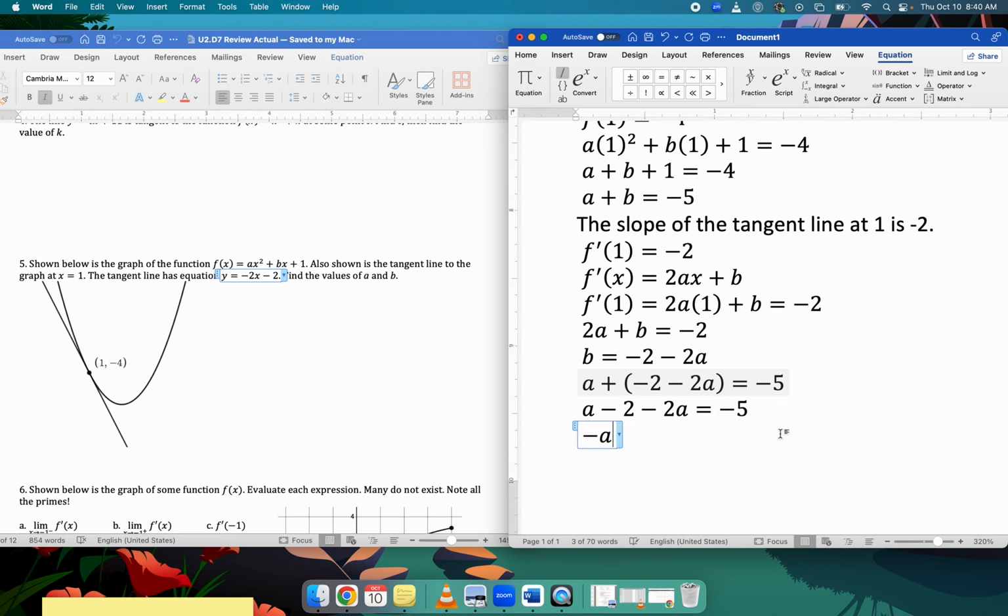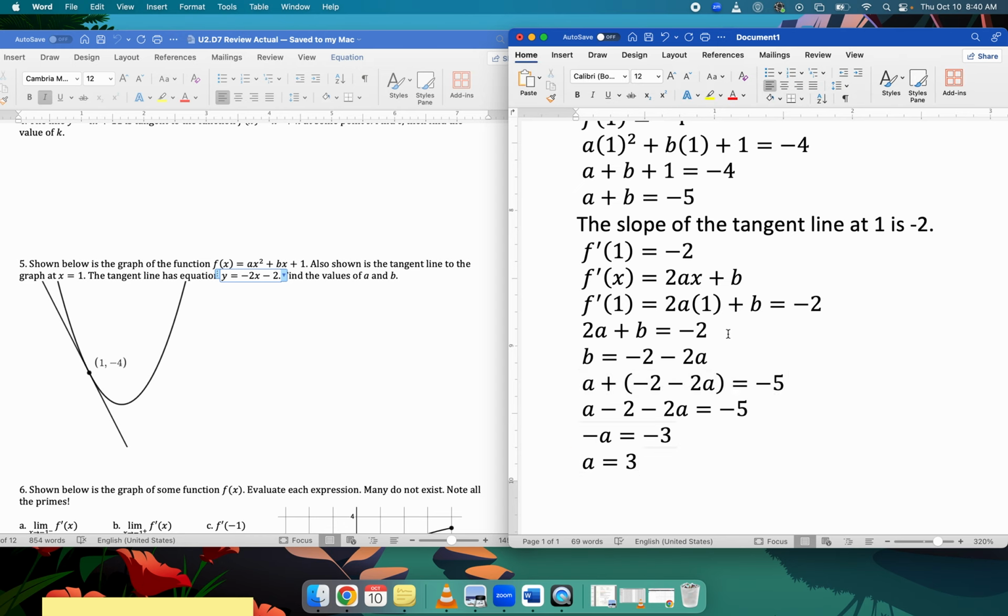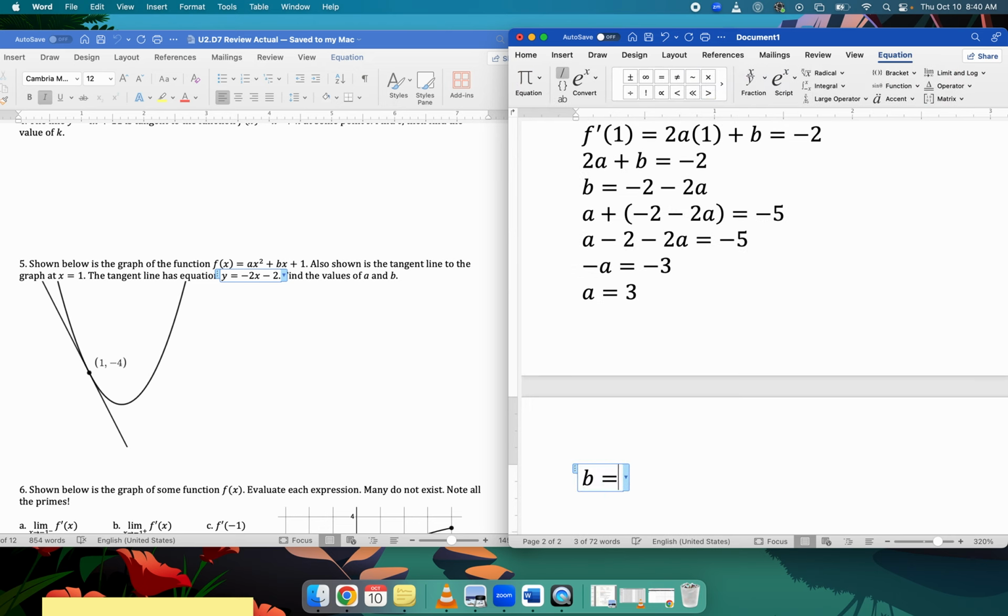So negative a is equal to -3, I think. So a is equal to 3. And then if I substitute that back into that right there, I find b is -2 minus 2 times 3. That's -2 minus 6, so -8.